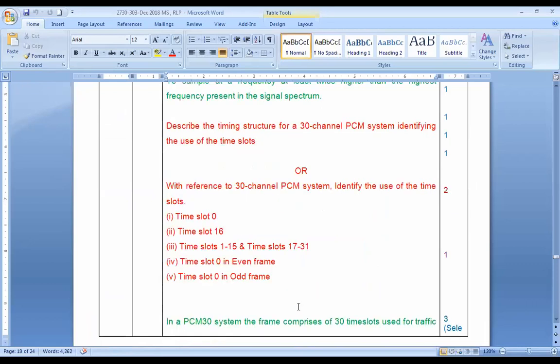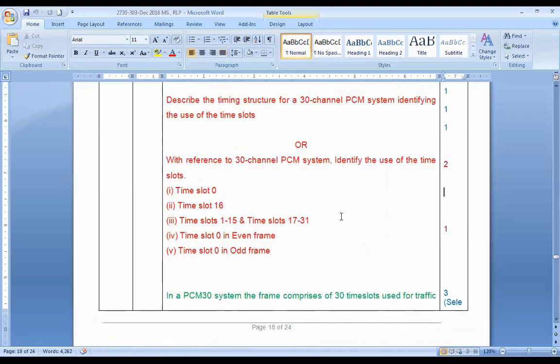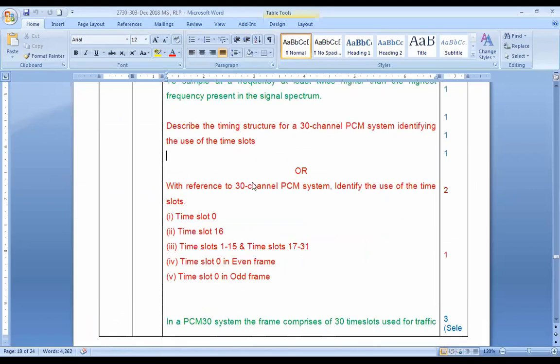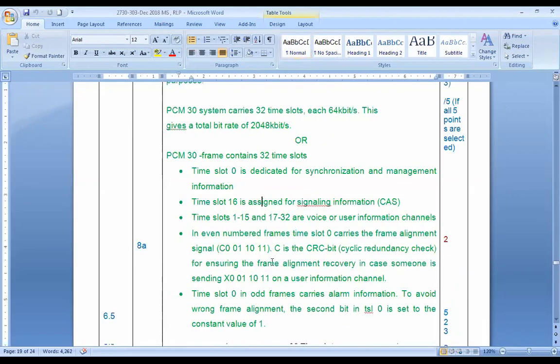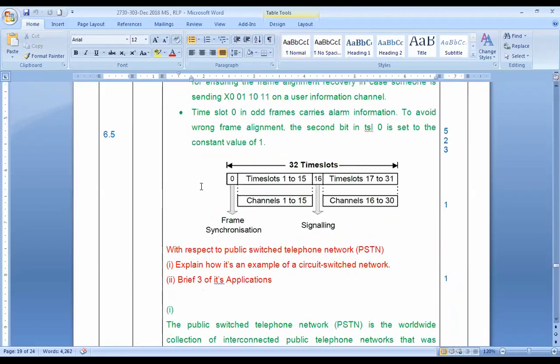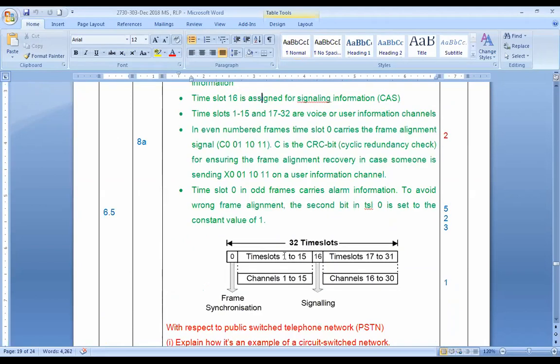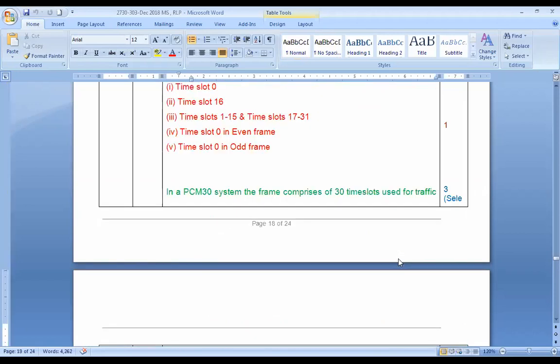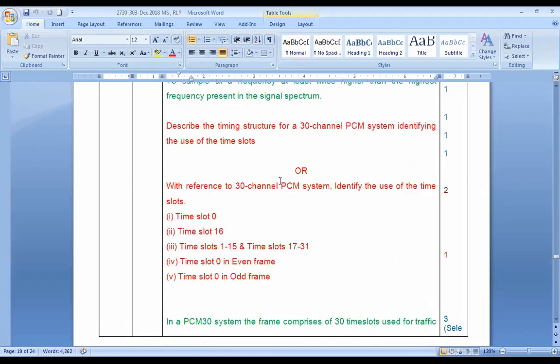The next that we have here is a 30 frame PCM system. I don't know how many of you are aware of this, so I will keep this point pending. I will show it, yes, I have it here. In this diagram, we see that there are 32 time slots. This is a pulse code modulation system, also called a 30 channel PCM system.